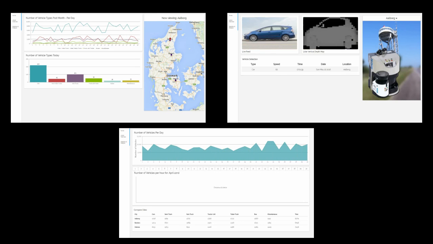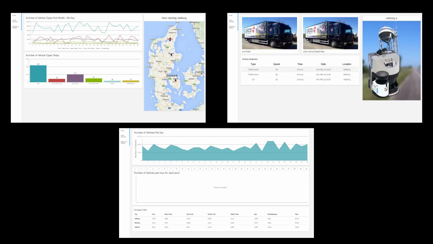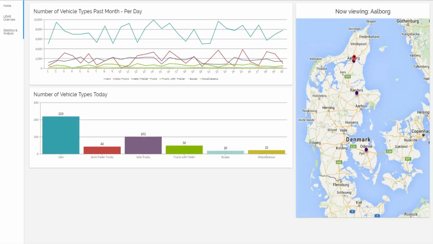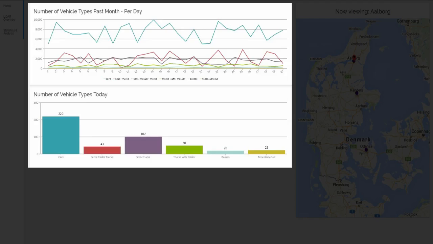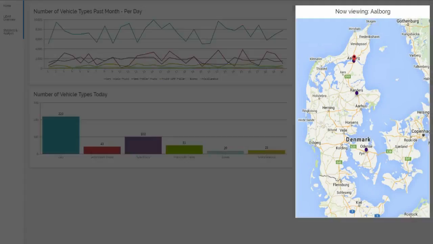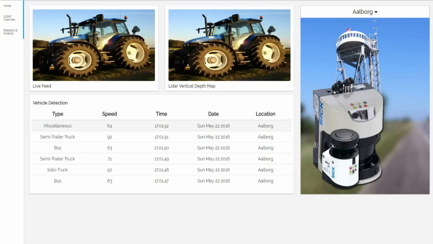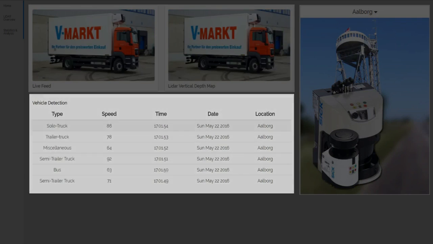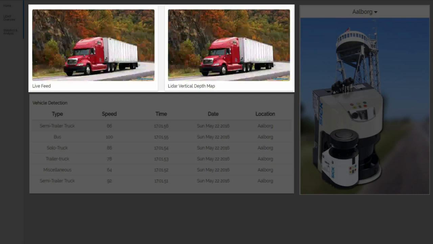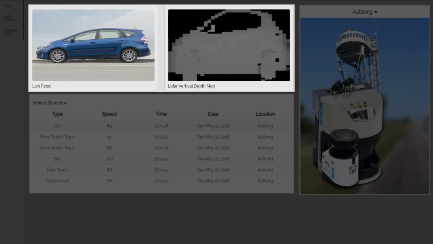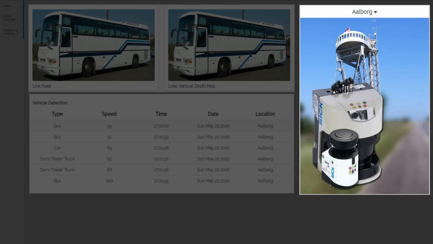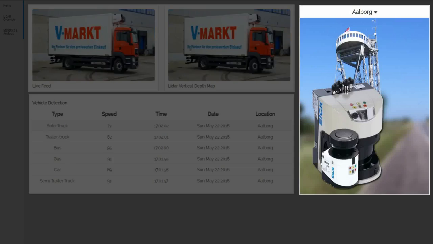The interface was designed as a website with 3 pages. The home page was designed to provide an overview of the most recent data and the lidar deployment. The lidar overview page was designed to let the user inspect if the lidar were working as intended by checking incoming data and by reviewing live feed of the scanned vehicles and their depth maps. The lidar setup also has a live feed to ensure that it is set up correctly.